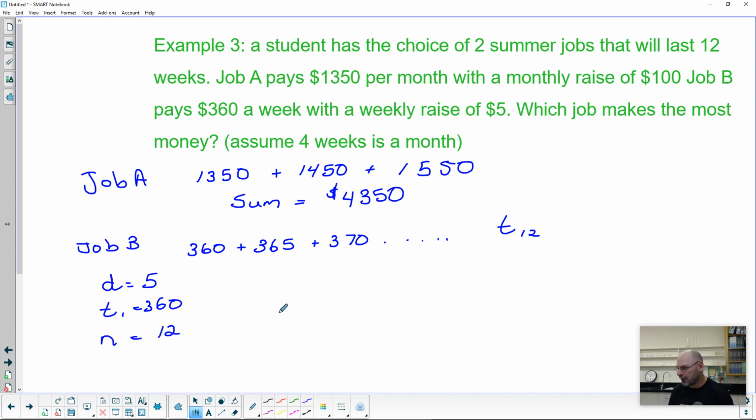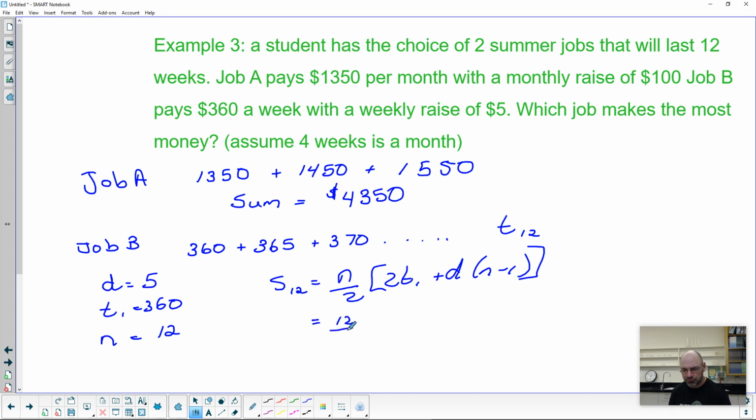So we know that one of those sum formulas that we can use, if we wanted to find the sum of 12 terms, it would be the number of terms over 2 times 2 T1s plus D times N minus 1. Okay, that's the second formula that we derived. So this is going to be a little bit easier to do if we just use the formula, because this would take a little bit longer to add 12 terms together. But if you didn't want to, you could write this whole thing out and add it up, and that would be fine. So let's go ahead and do that.